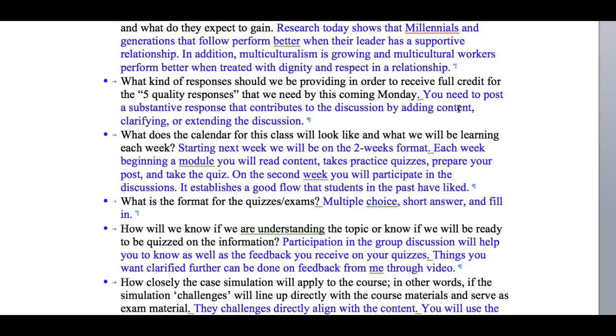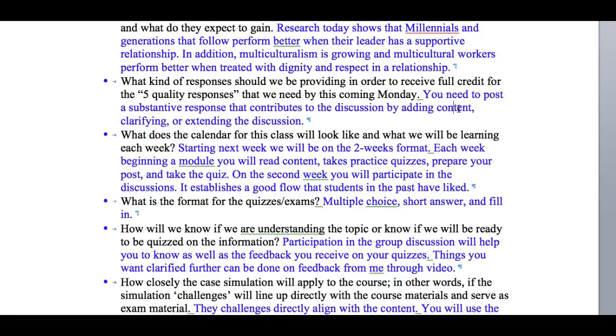What does the calendar for this class look like, and what will we be learning each week? Starting next week on Tuesday, we'll be in the 2-week format. And each week, beginning a module, you'll read content, you'll take practice quizzes, you'll prepare your posts for the discussion, and you'll take the quiz. And then on the second week, you'll participate in the discussions. Establishes a good flow, and students in the past have reported liking that flow.